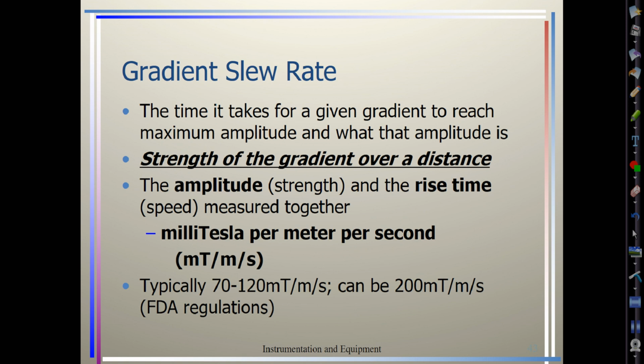And then our most important in terms of safety, our gradient slew rate. This is not only the time it takes for a given gradient to reach its maximum amplitude, which is our rise time, but it's also what that amplitude is. So it's the gradient strength over the distance, and we're incorporating the rise time in. So the amplitude and the rise time measured together. So now its unit is millitesla per meter over seconds.